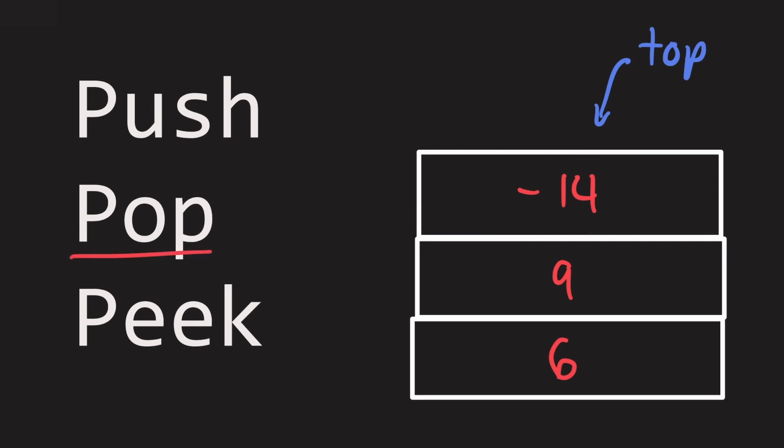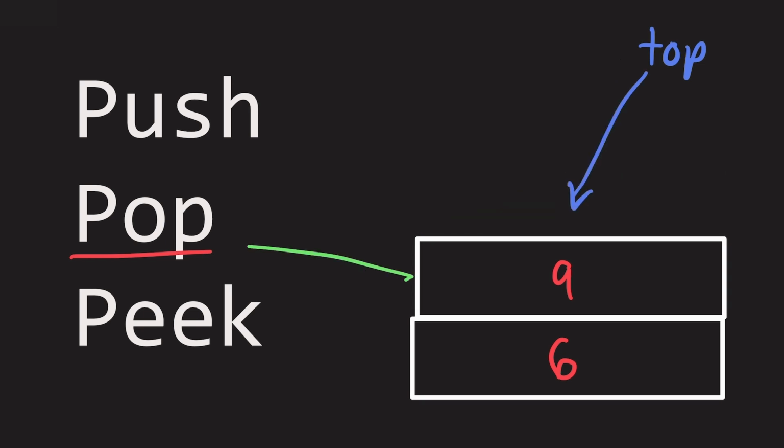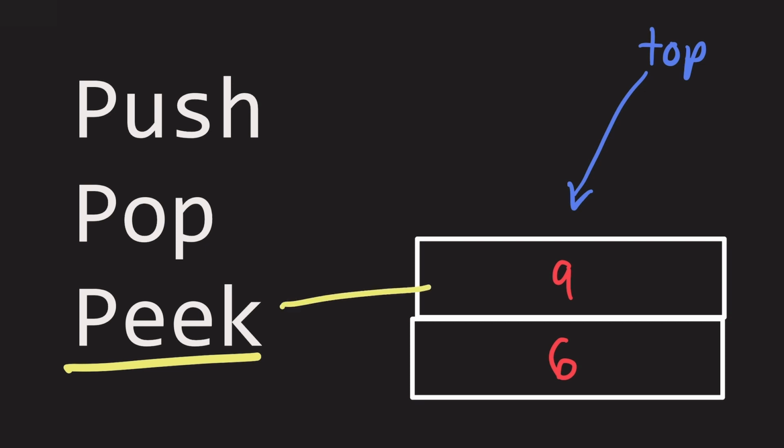Now if we wanted to pop, we see the top element of the stack, which in this example is -14, gets removed from the stack and the method returns that value. Now if we were to peek again at our code, it would return 9 this time because it is now the top of our stack.